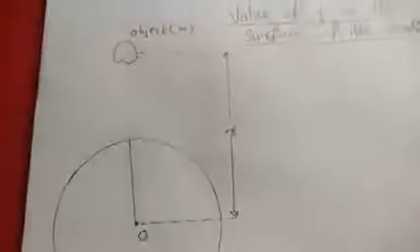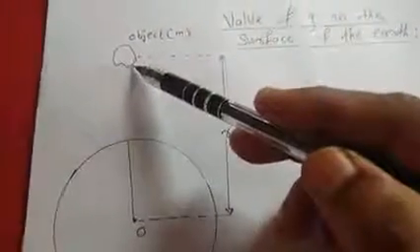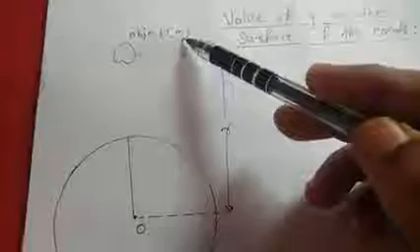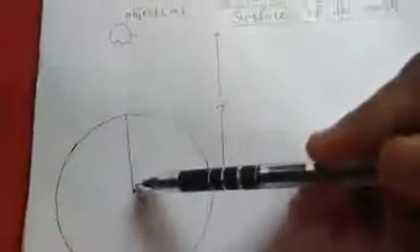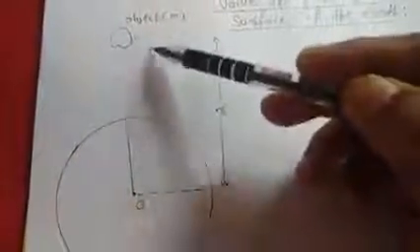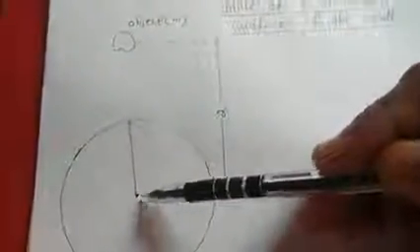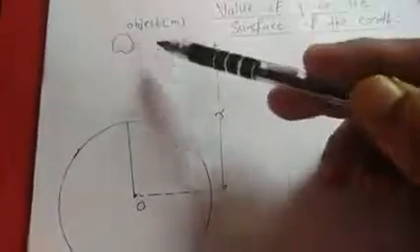So let us observe this figure. Suppose an object is considered. The mass of the object is small m. This object is situated at a distance of r from the center of the earth. The mass of the earth is capital M and the mass of the object is small m. The distance between the center of the earth and the object is small r.